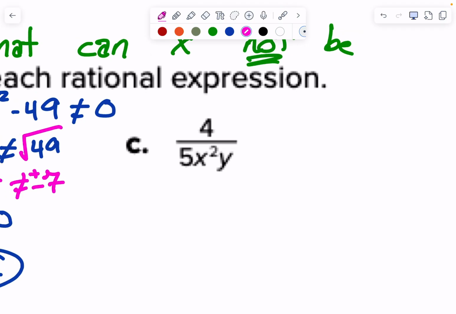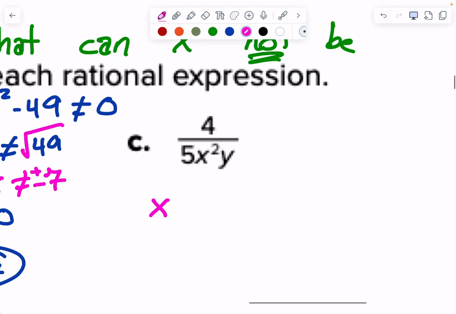Okay, C. Oy vey. We've got an x and a y. So we're saying what can x not be equal to, and what can y not be equal to? x can't be 0, because if I plug 0 in, 0 squared times anything is going to end up being 0, right?